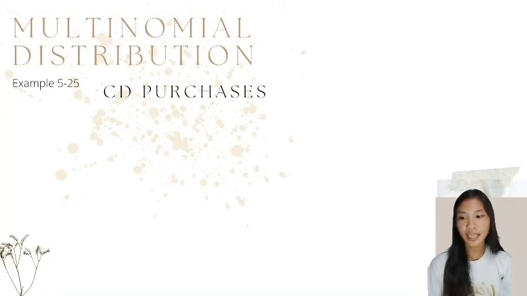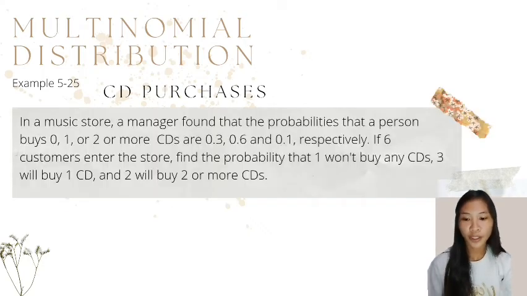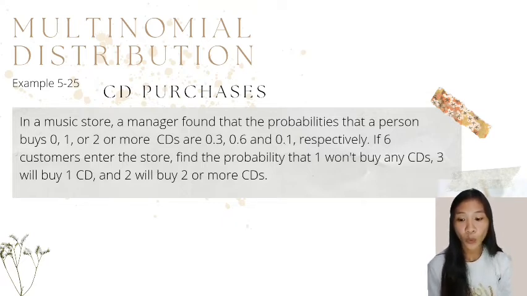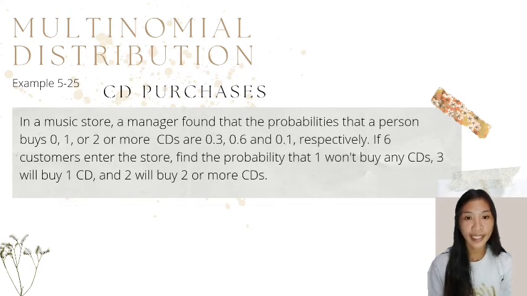Another example is the CD purchases. In a music store, a manager found that the probabilities that a person buys 0, 1, or 2 or more CDs are 0.3, 0.6, and 0.1 respectively. If 6 customers enter the store, find the probability that 1 won't buy any CDs, 3 will buy 1 CD, and 2 will buy 2 or more CDs.